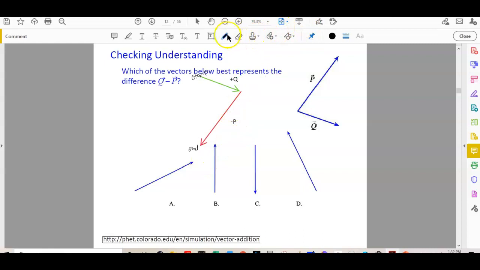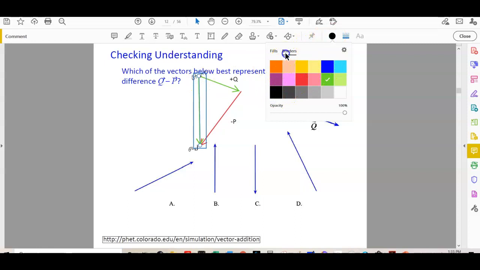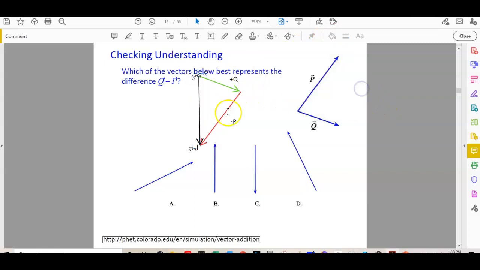Well, let's go ahead and figure out the resultant vector. Which way do you think it's pointed? Well, you started there, ended here. I'm going to make that black because that's the color I use for resultant vectors. And it's pointing exactly straight down. So the answer here is going to be C.